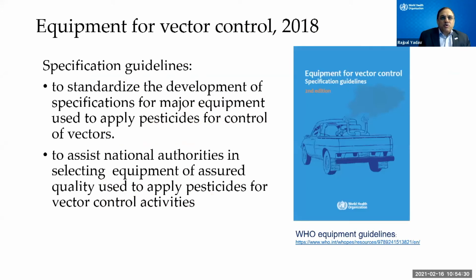Now, moving on to the equipment for vector control, we have published this guideline in 2018, which provides specifications for different equipment. And this guideline is basically to standardize the development of specifications of major equipment by the industry. In future, if they want to develop further equipment, then they can refer to this document. But also this document is a good resource for vector control program managers like yourself in order to know which equipment are good and what are their specifications in order for you to decide which one to buy.